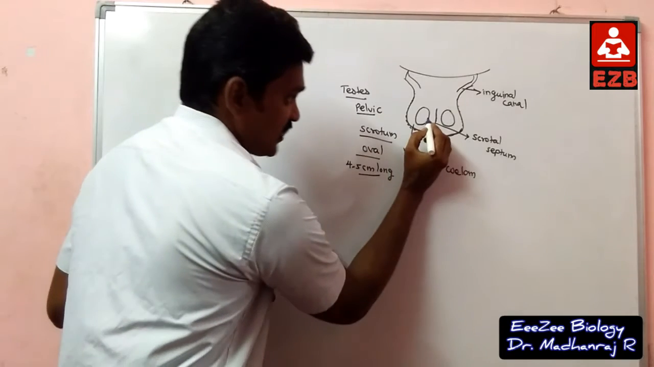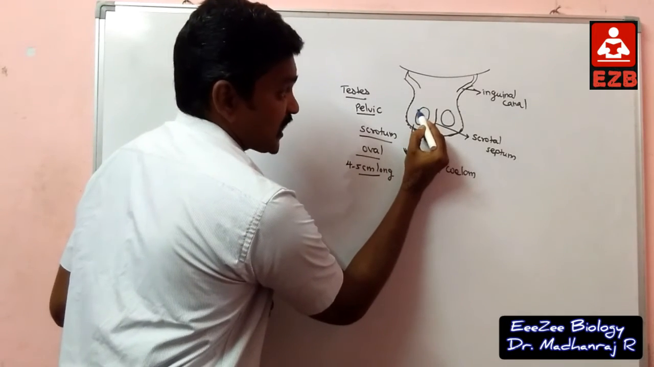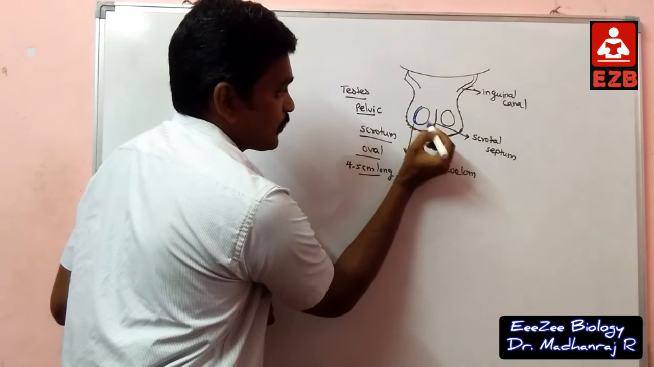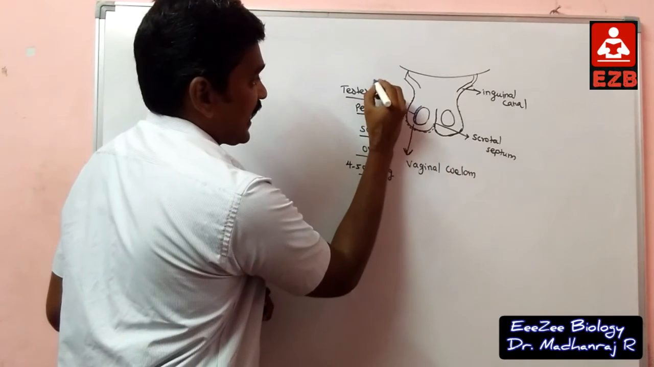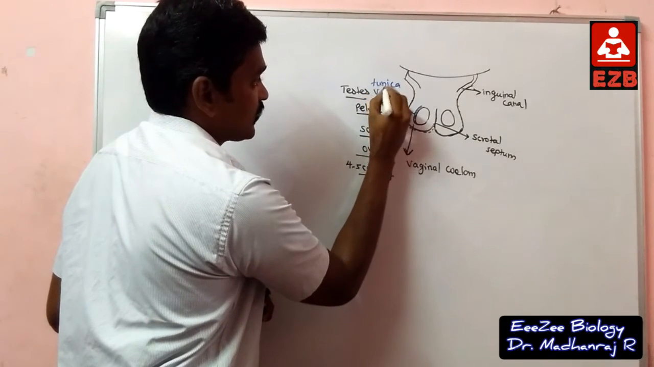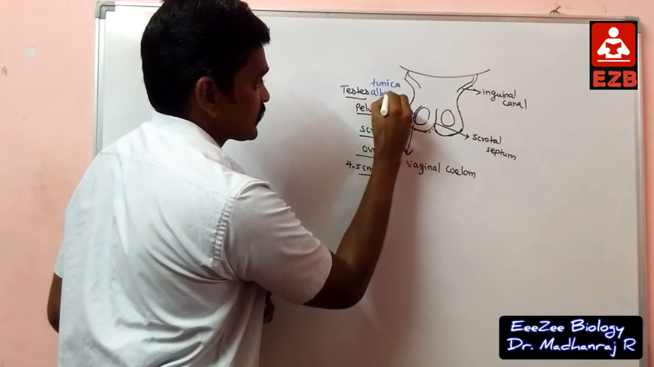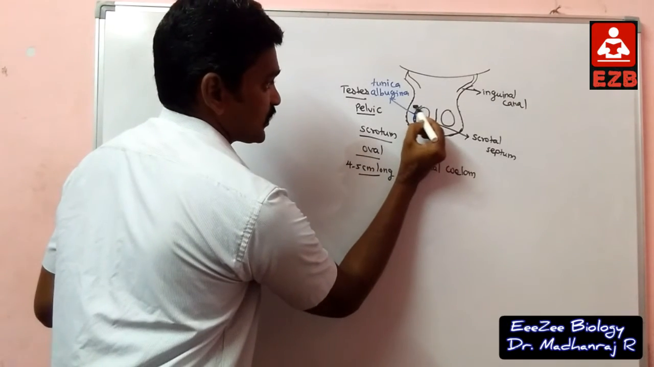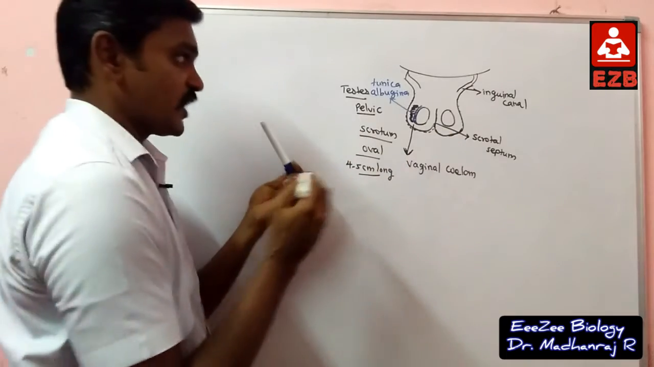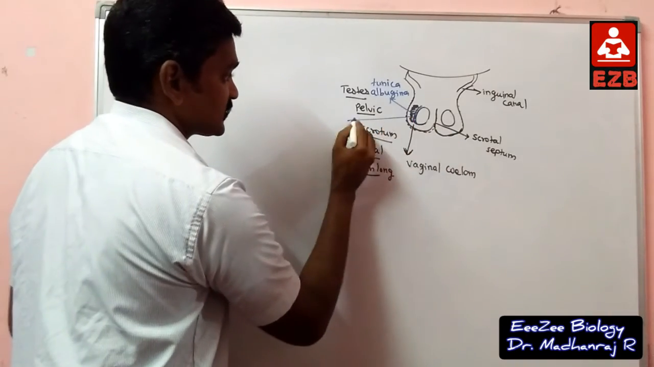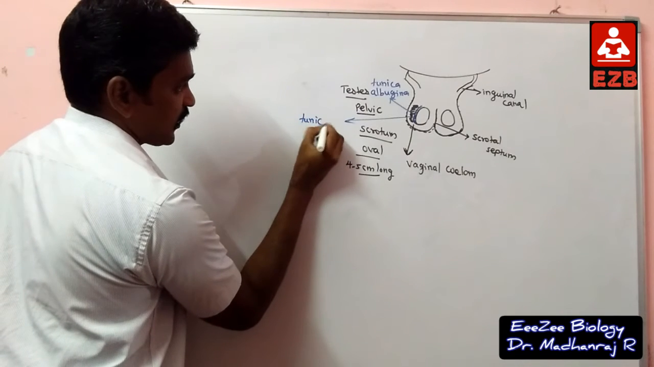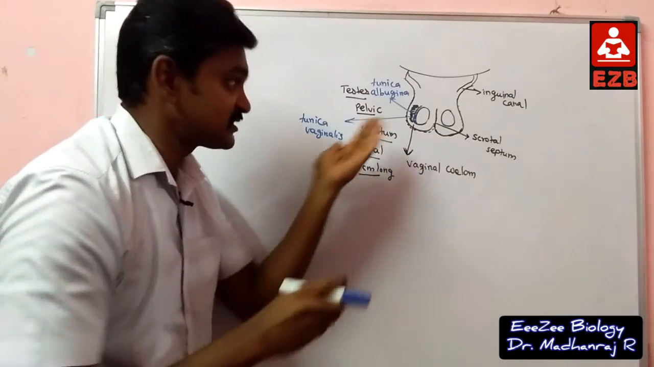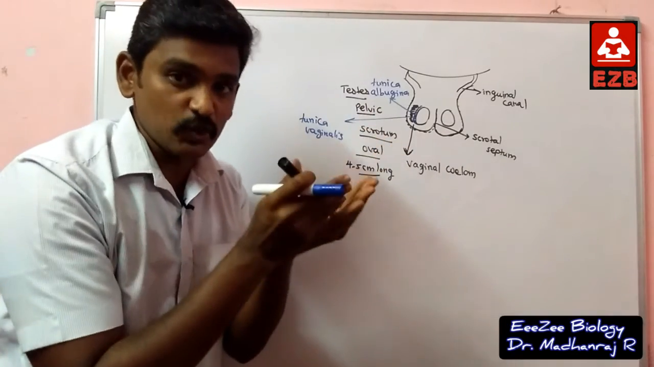That is the reason. And here each testis will be surrounded by one layer of fibrous membrane. Here you can see, it is surrounded by fibrous membrane. This membrane is called tunica albugina. And one more layer will be there surrounding this. This one more layer which is surrounding the testis is called tunica vaginalis. So two layers will be surrounding the testis. What is the function of that? To give protection to the testis.